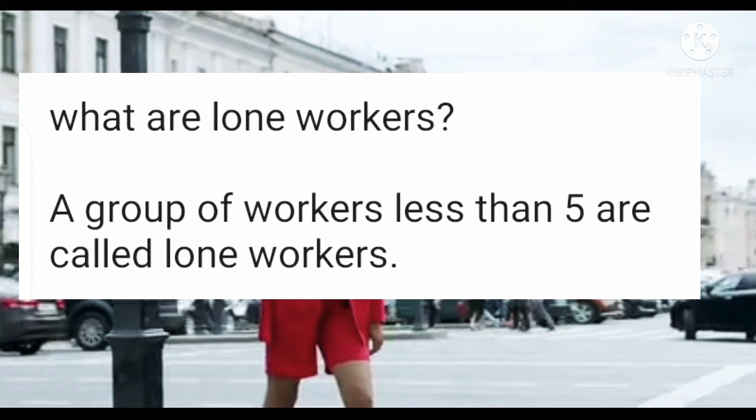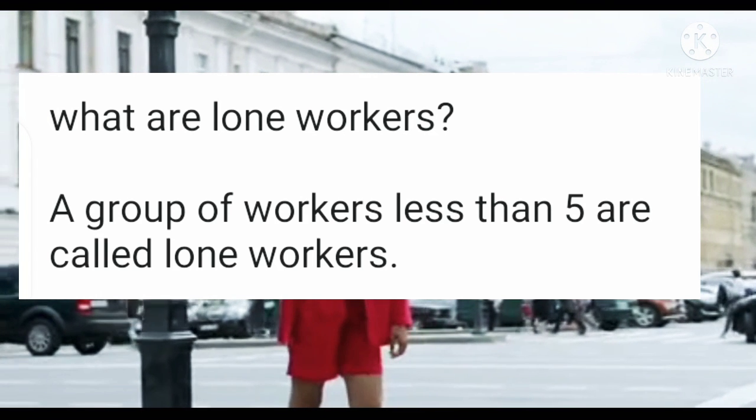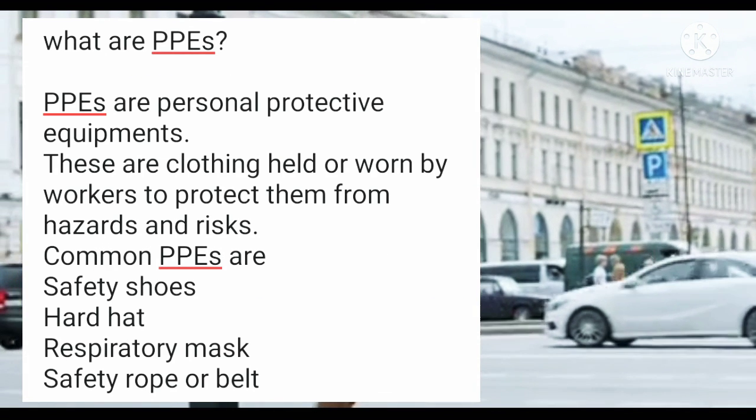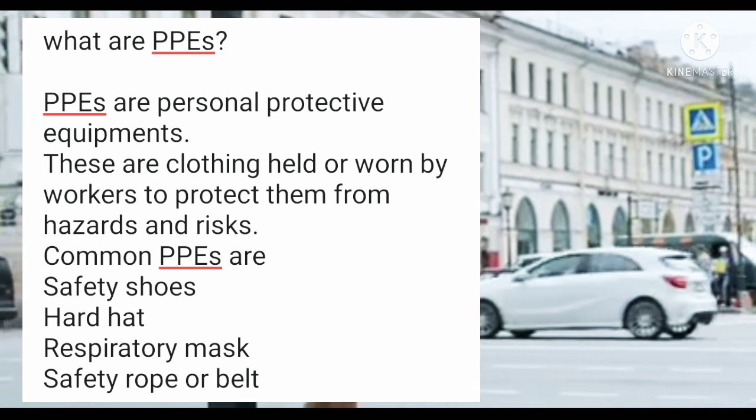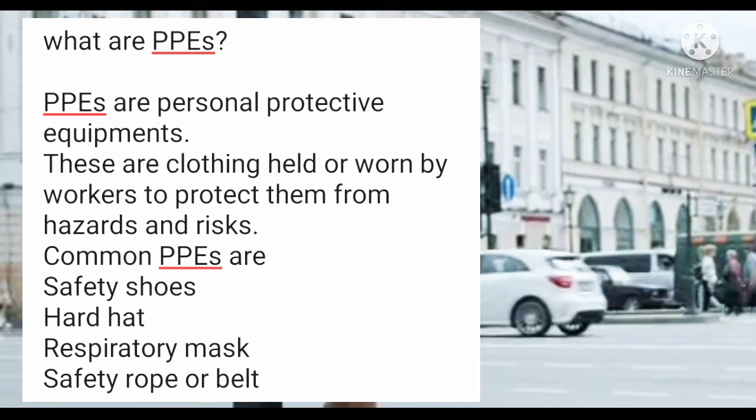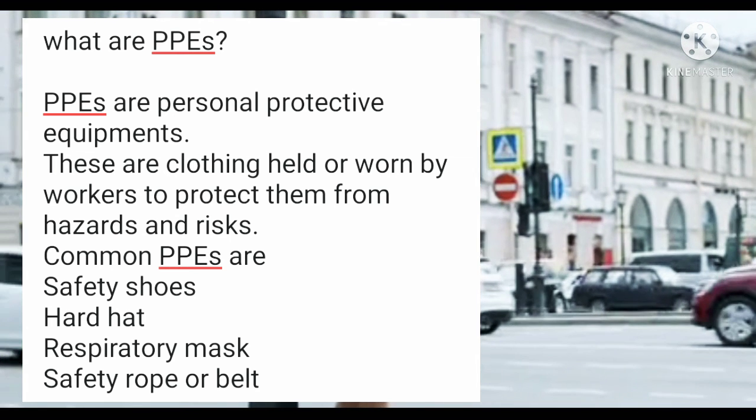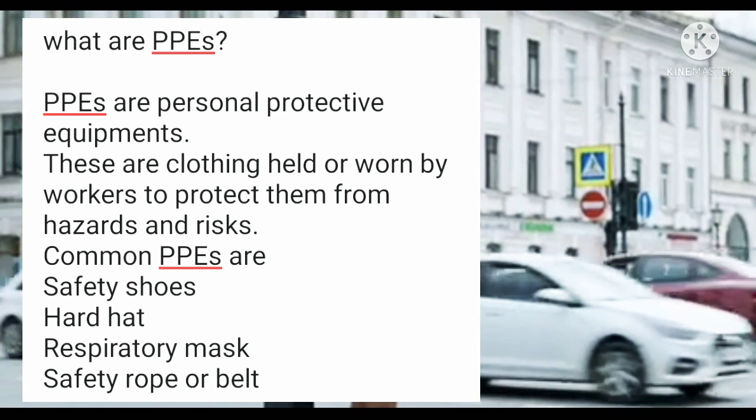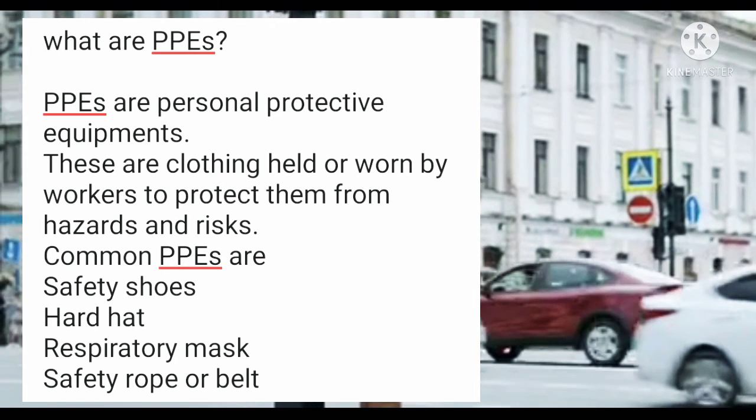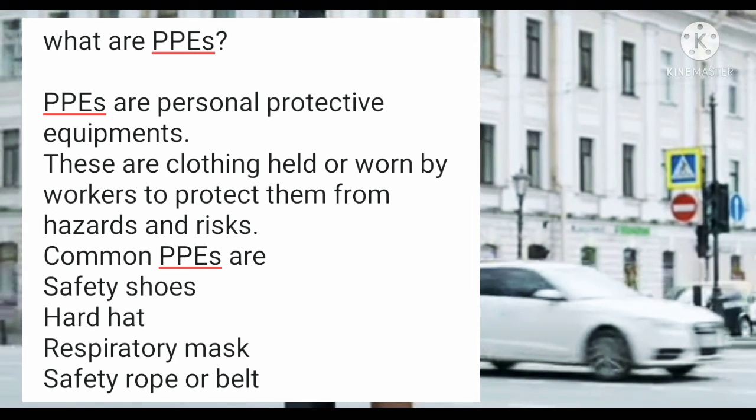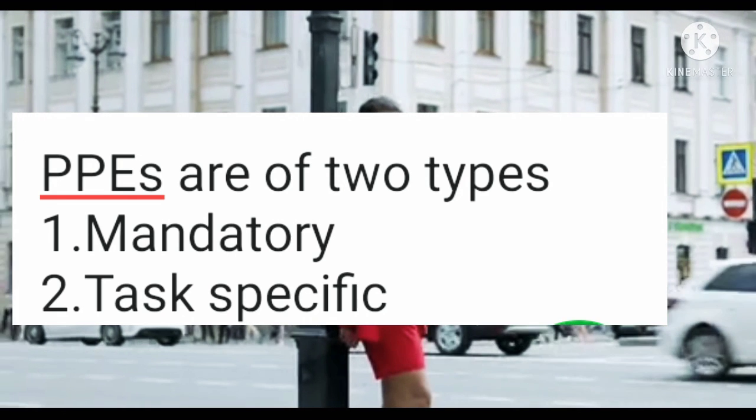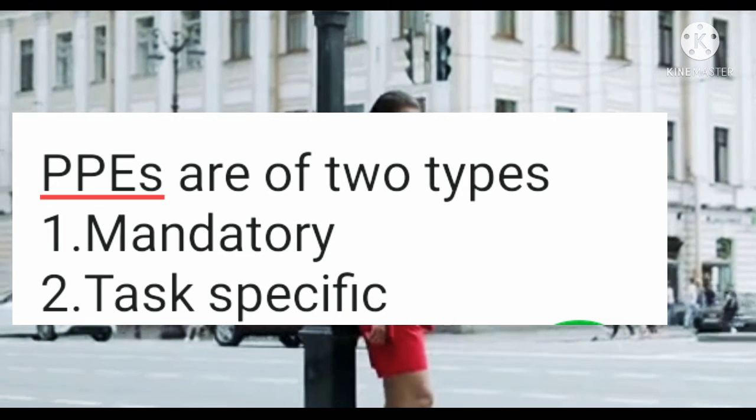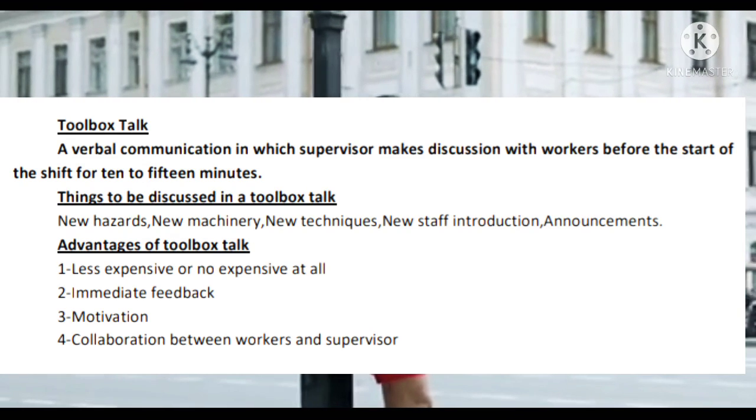What are lone workers? A group of workers less than 5 are called lone workers. What are PPEs? PPEs are personal protective equipment. These are clothing held or worn by workers to protect them from hazards and risks. Common PPEs are safety shoes, hard hat, respiratory mask, safety rope or belt. PPEs are of two types. 1. Mandatory. 2. Task-specific.